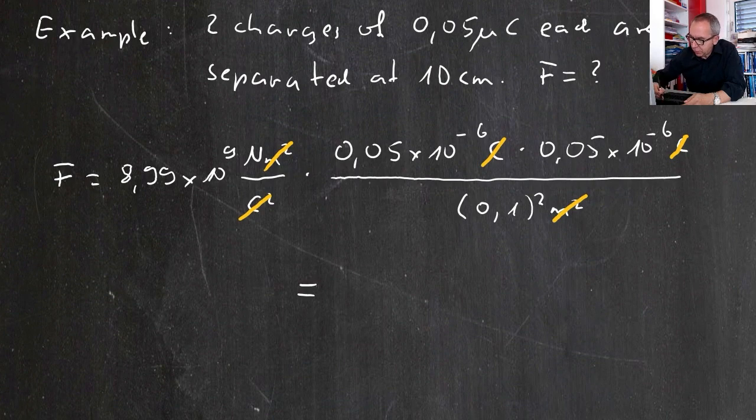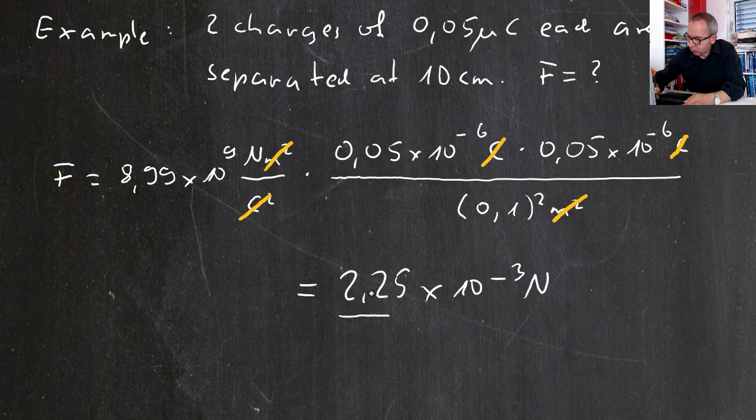If you put this into the calculator, you will find the answer. I have calculated this and it is 2.25 times 10 to the power of minus 3 newton, or 2.25 millinewton.